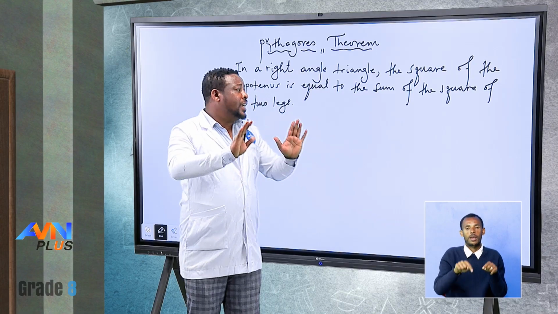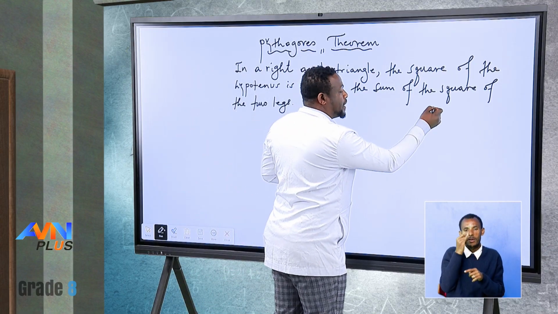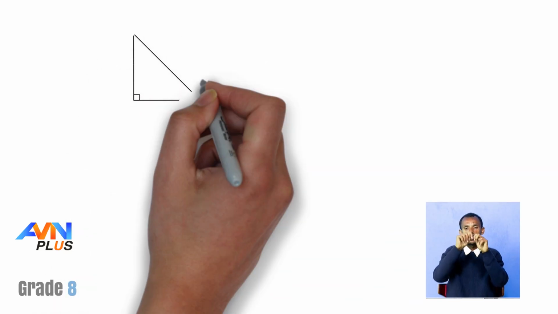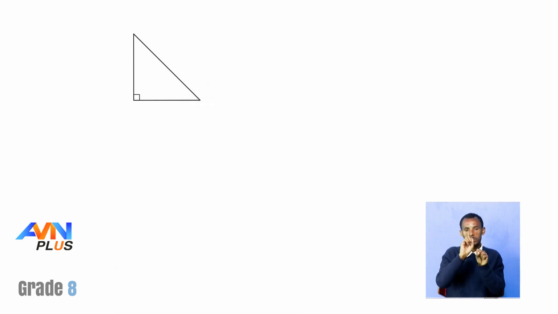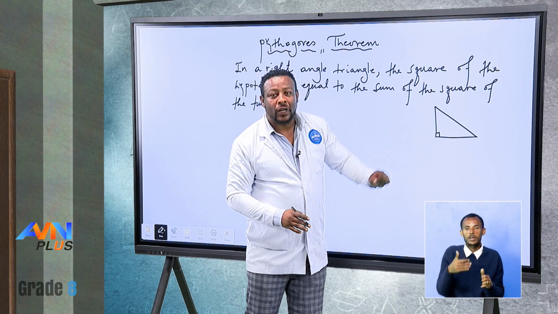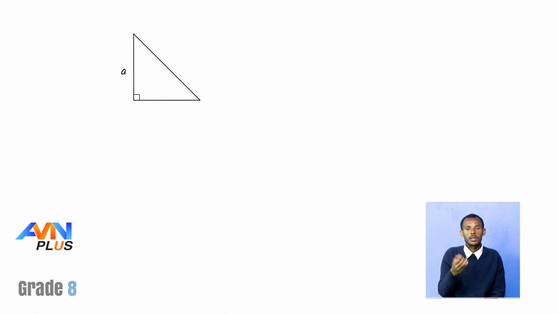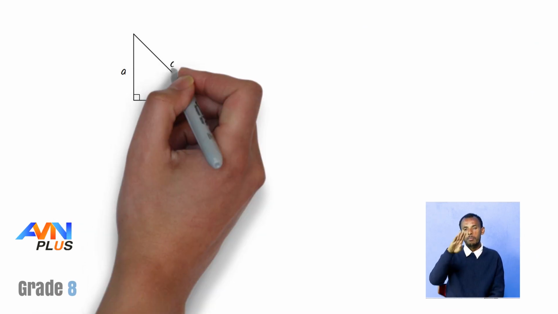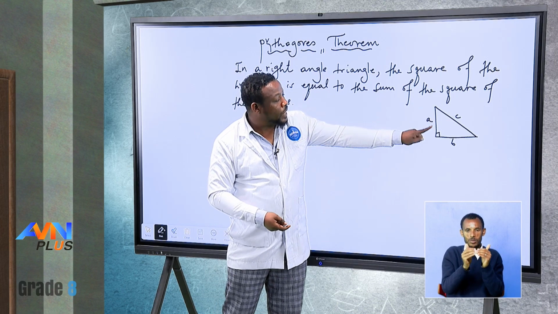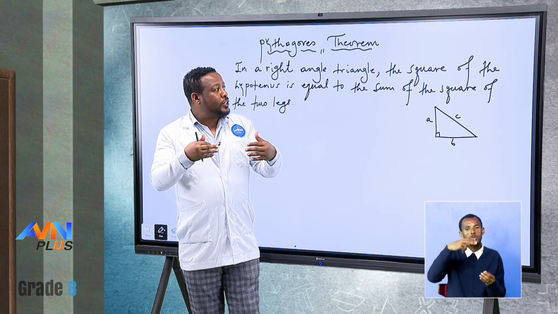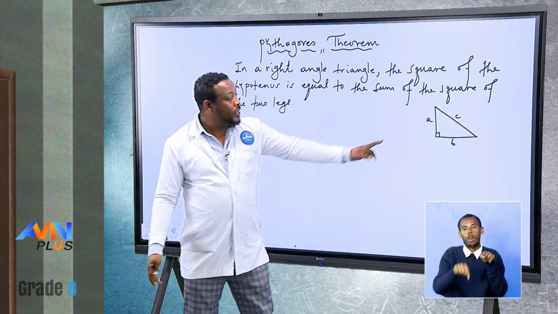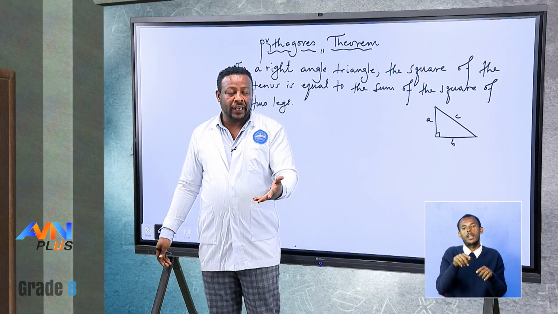That means geometrically, if you have a right angle triangle, say this is 90 degree, obviously the hypotenuse is the side opposite to 90 degree. If you say this is length A, this is B, and this is C, this theorem is saying that the square of C is equal to the square of A plus the square of B. So the square of the hypotenuse is equal to the sum of the squares of the other two legs. These two are the legs of the triangle.